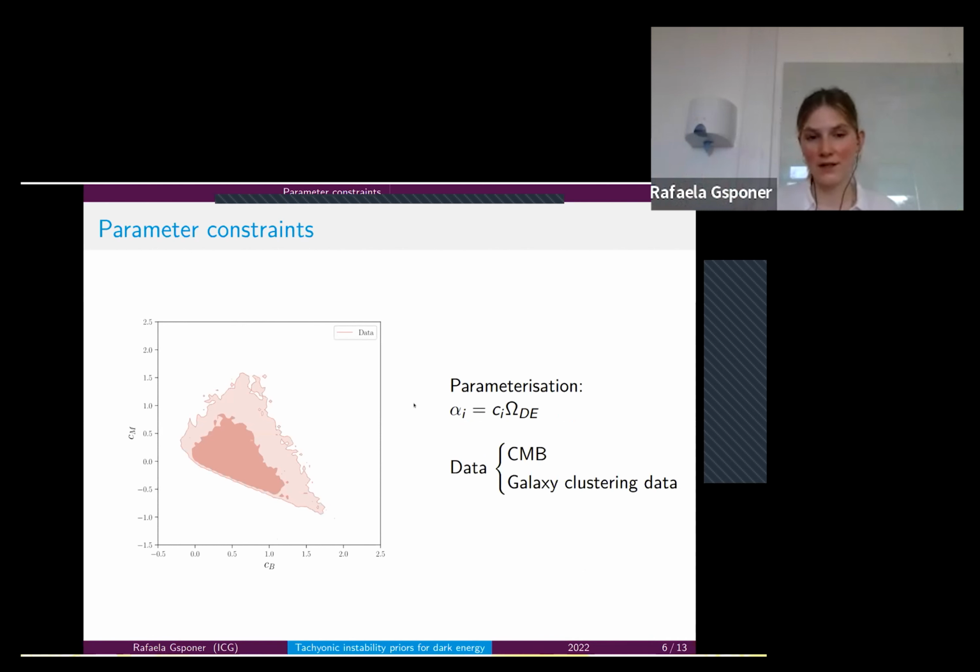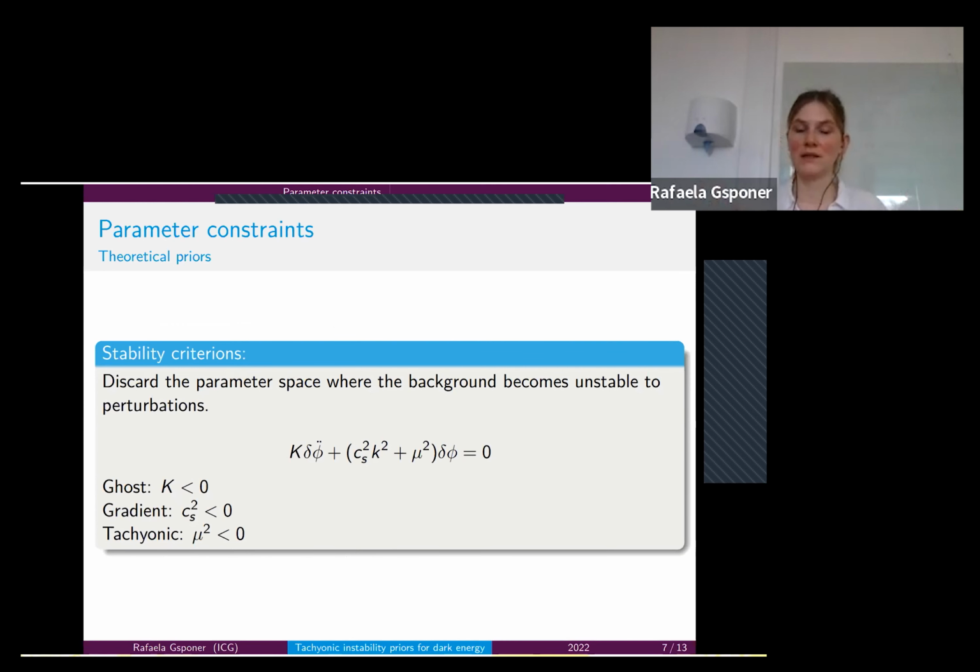And in the end, we find something like this. We get contour plots, which describe how likely we are to observe a universe with the data we measure from CMB and galaxy clustering, according to alpha M and alpha B. This is a computationally quite expensive task to do. So what we would like to do is use additional theoretical information to speed this up.